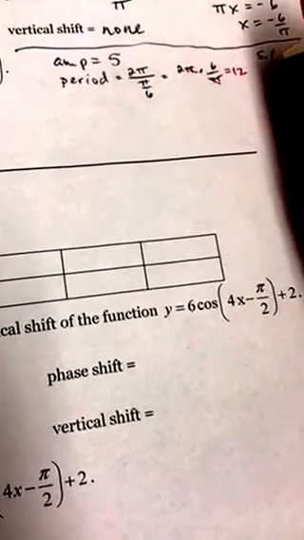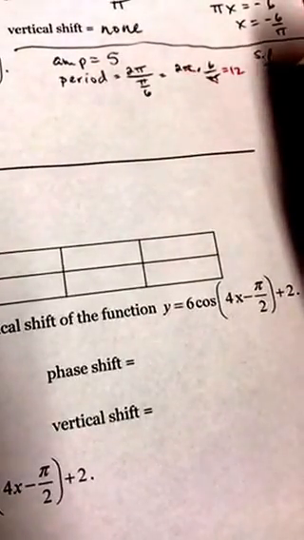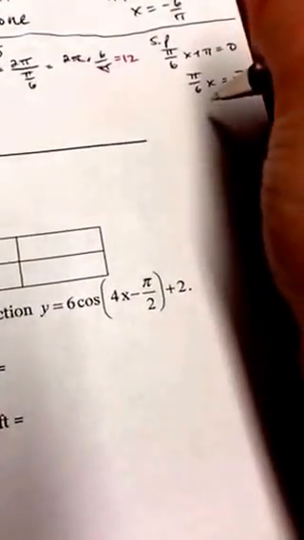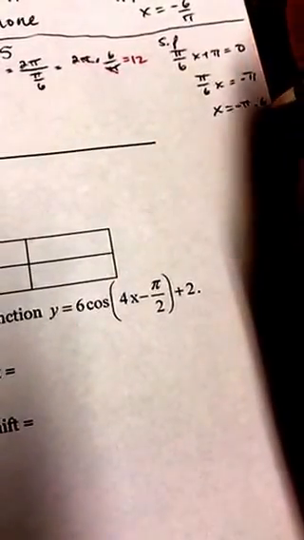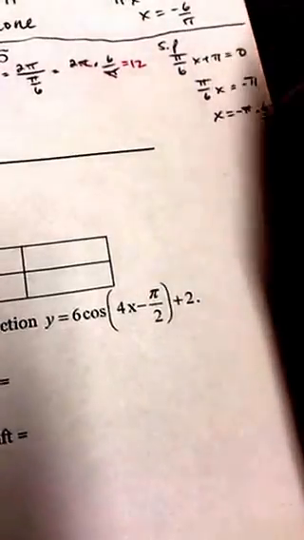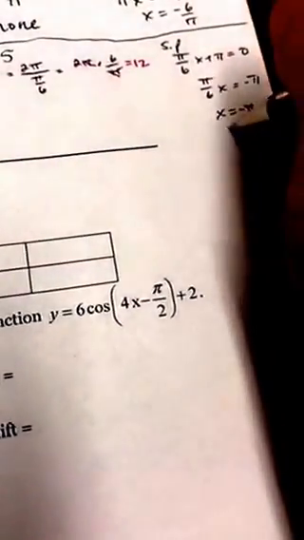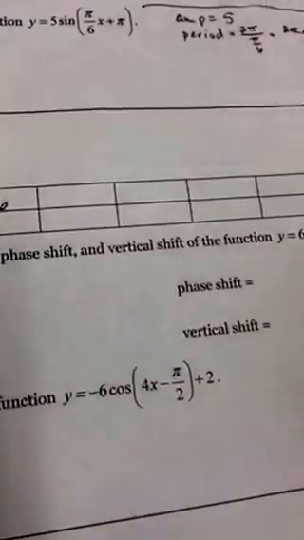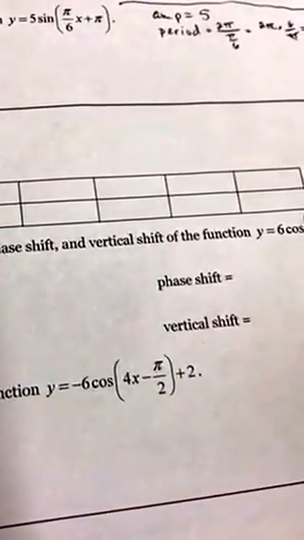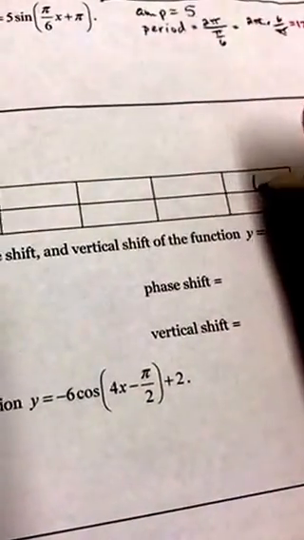Our starting point, we're going to set the parentheses equal to 0. So we'll have pi over 6 x equals -pi. Multiply by the reciprocal, so x equals -pi times 6 over pi. So we cross out the pi's, and our starting point is going to be x equals -6. So let's see what we can do here. If our starting point is -6, our ending point is the starting point plus the period. Well, the period was 12, so -6 plus 12 is 6.